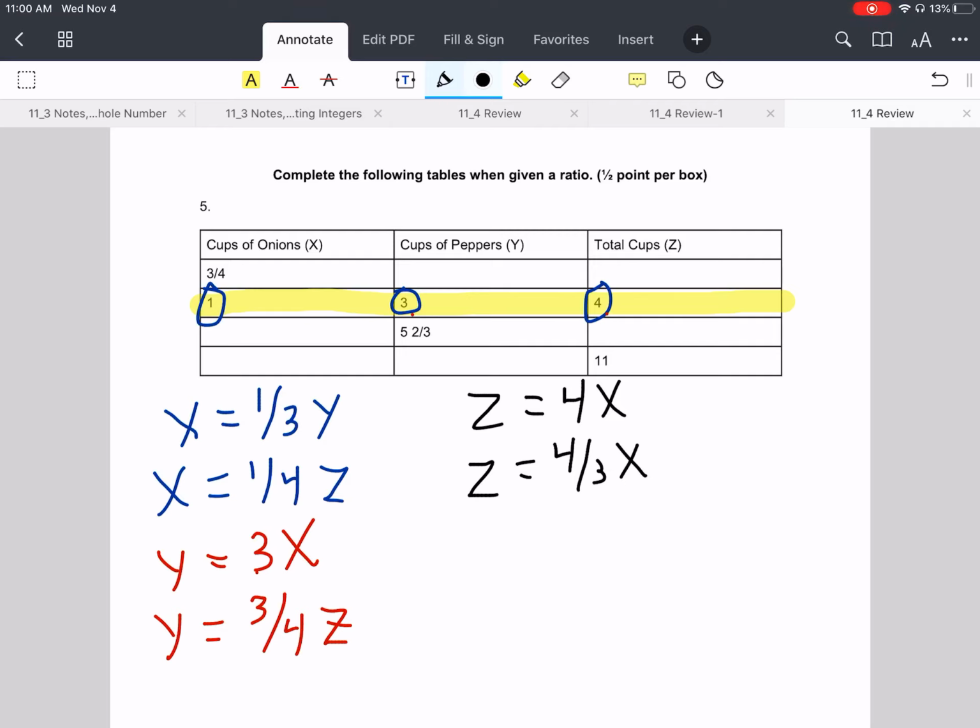So on this top row, we see that there are 3/4 cups of onions. We know the x value. We're going to find the y and the z value. So we're going to use this equation here. And it says y equals 3 times x. So y equals 3 times 3/4, which equals 9/4, or 2 1/4.